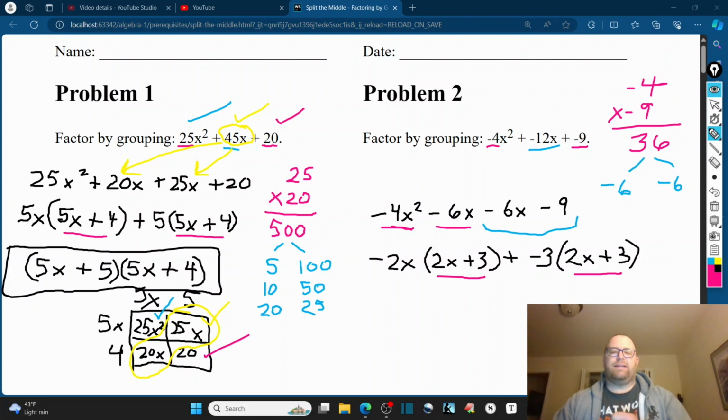We're going to work back now, do double distribution in reverse. And so I'm going to take this and this and combine it into one binomial, which I could just write as -2x plus -3 or -2x minus 3. I think -2x minus 3 is cleaner. And then times 2x plus 3.